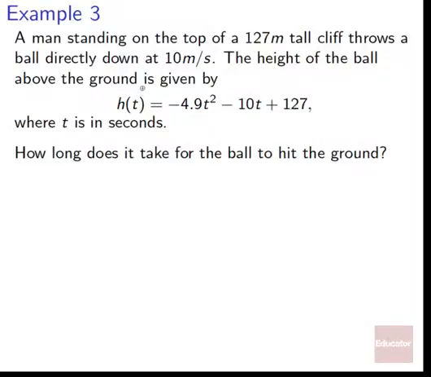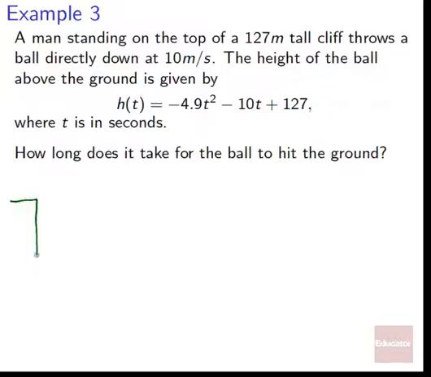A man standing on the top of a 127-meter tall cliff throws a ball directly down at 10 meters per second. The height of the ball above the ground is given by height at time t equals negative 4.9t squared minus 10t plus 127, where t is in seconds. How long does it take for the ball to hit the ground?